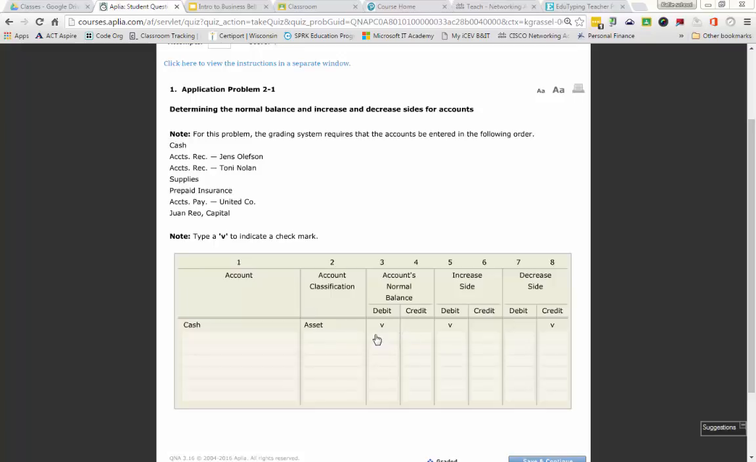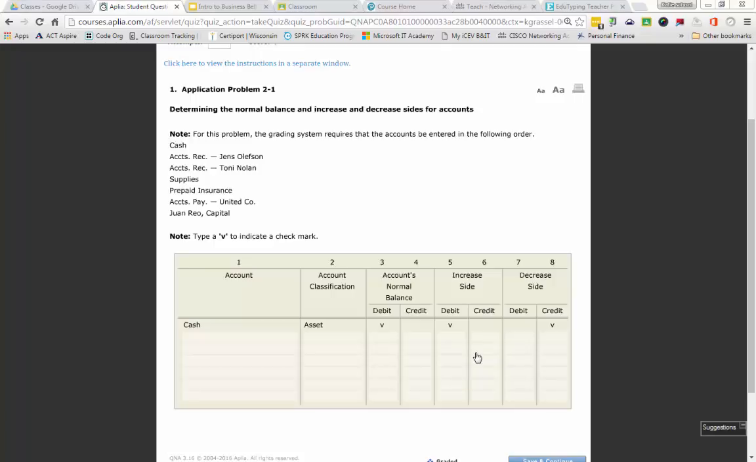So you have to put in the account title, then you need to give me the classification. The classification is one of 3 choices: assets, liabilities, or owner's equity. Then you're going to put a check mark, or in Aplia, a check mark is the letter V, to tell me what is the normal balance. Is it debit or credit? Then you're going to put a check mark to tell me what is the increase side, debit or credit, and then what is the decrease side, debit or credit. The account cash was done for you. So in columns 3 and 4, you should have 1 check mark. Columns 5 and 6, you should have another check mark, and 7, 8 would be a 3rd check mark.